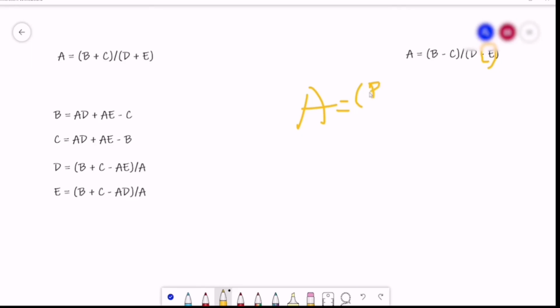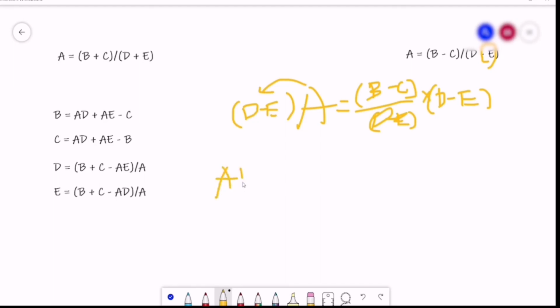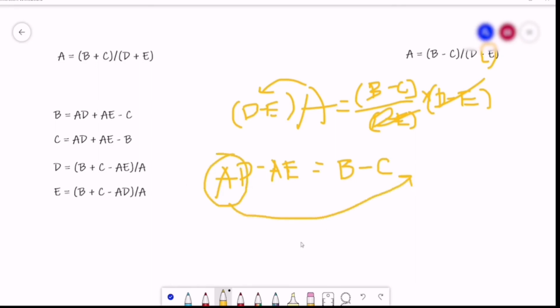We have a is equal to the quantity of b minus c all over the quantity of d minus e, then times the quantity of d minus e, and then same thing here, times the quantity of d minus e, which will make us perform the distributive property. Again, ad minus ae equals b minus c. Alright, and we move ad towards the right side of the formula because a is the one missing, which will make us have negative ae equals b minus c minus ad.